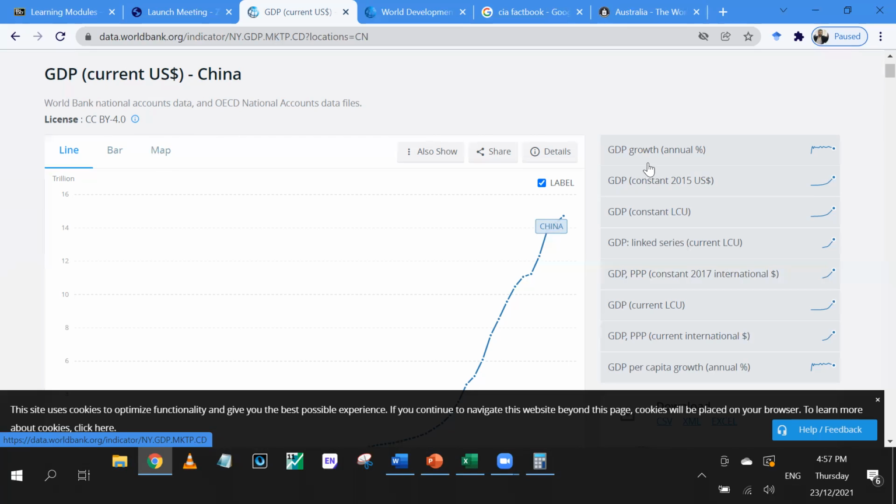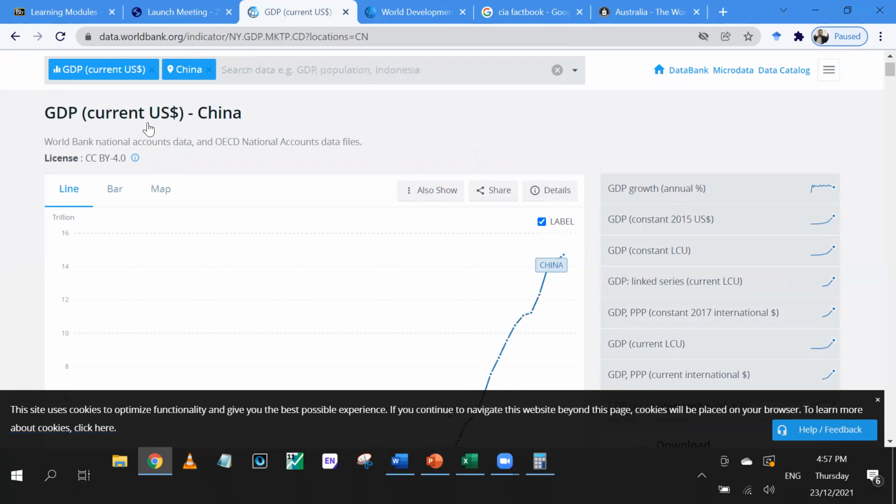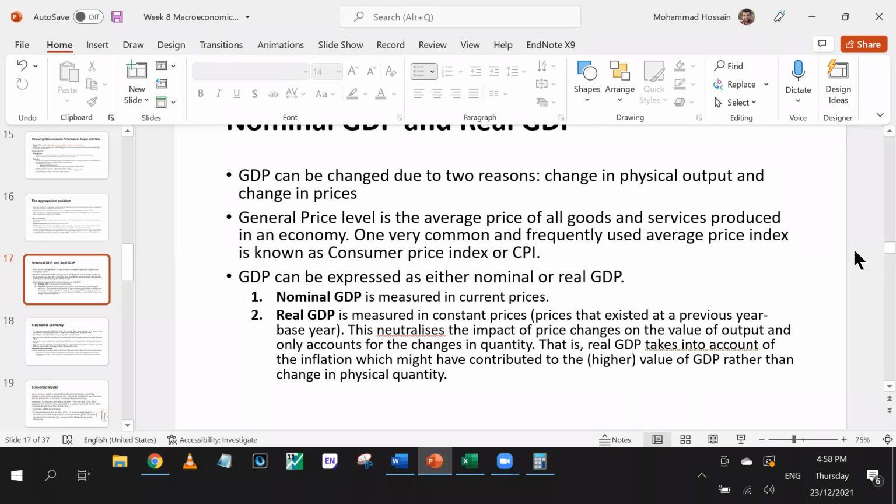But when I talk about this one, I said GDP constant. When I say constant, I have to show the year which you use as a base year. 2015 is the base year. All right. But when you go for current, you don't have to use any year, because we know current is measured in the current year's value. Hope this is clear. Any questions for me so far, guys? Any questions?